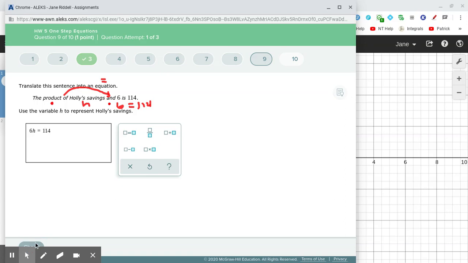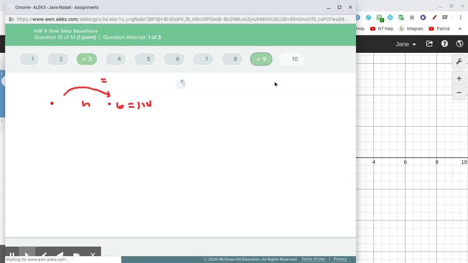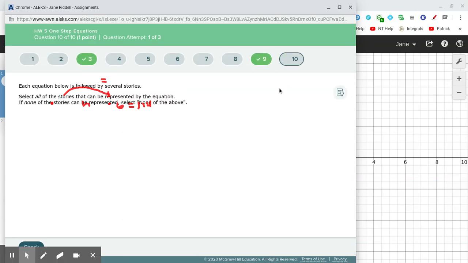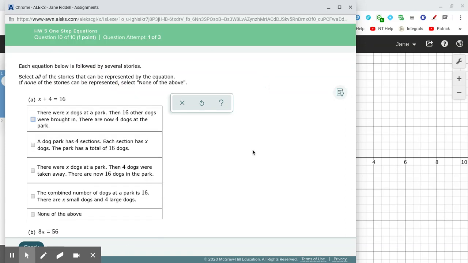And then again, the nice thing about Alex is you can always click check and it will tell you if you're right or wrong. And this one would tell us that we're right. So that's how you do translating English sentences into algebra sentences, which are called equations. The last question on here, you're given an equation, and then you need to just read through all of the scenarios and think, okay, would this be the equation I need to solve for this scenario?